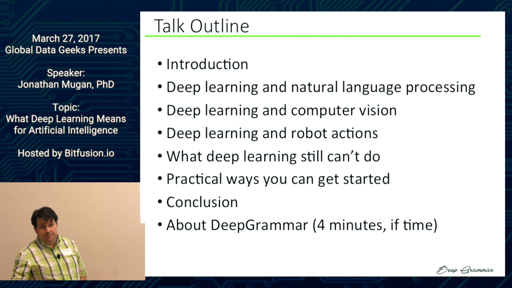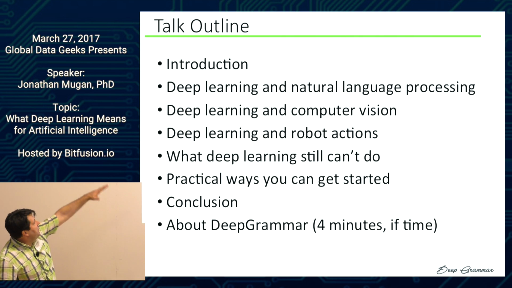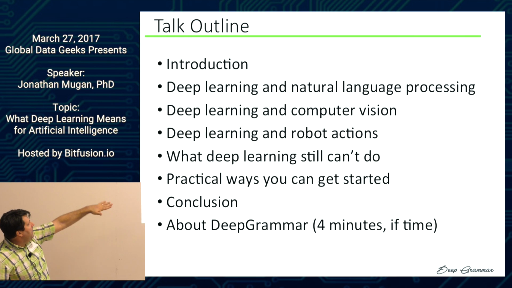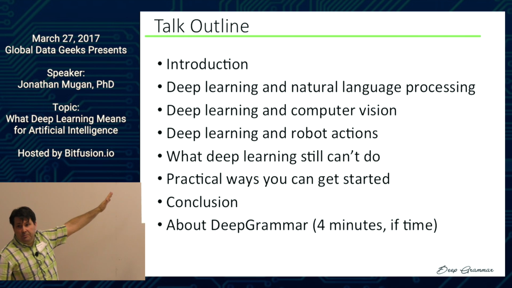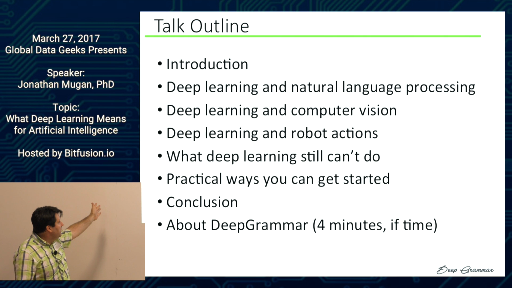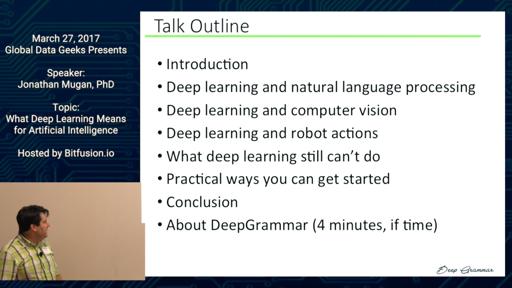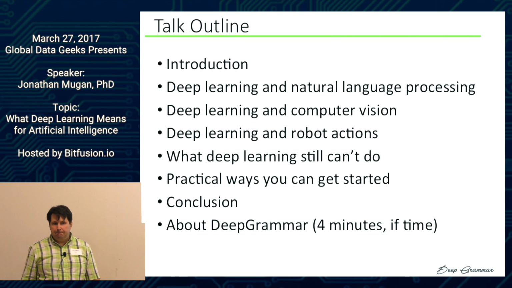Okay, so that's the introduction. So next I'll talk about natural language processing, then computer vision, then robots, and then we'll talk about what deep learning still can't do, and practical ways you guys can get started. Then I'll conclude, and if we have time, I'll tell you a little bit about my startup, Deep Grammar. Okay?